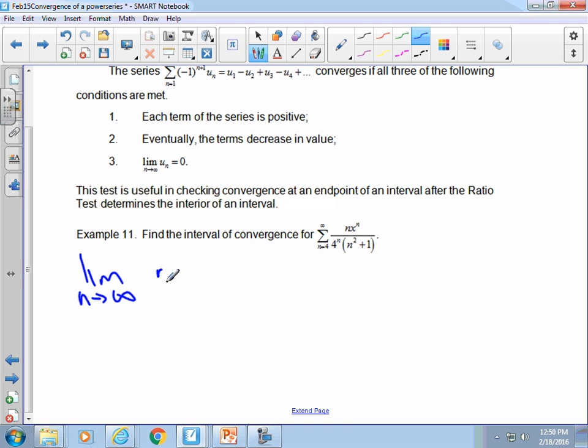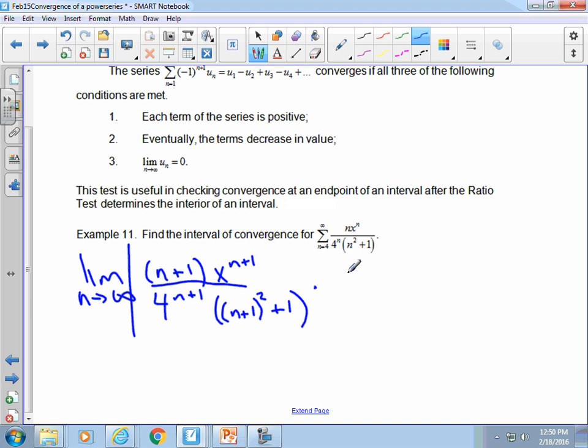So I'm going to do n plus 1, x to the n plus 1, over 4 to the n plus 1, times n plus 1 squared plus 1. Okay, does that cover the whole n plus 1 set? Times 4 to the n times n squared plus 1 over n x to the n. Does that look good? Okay.